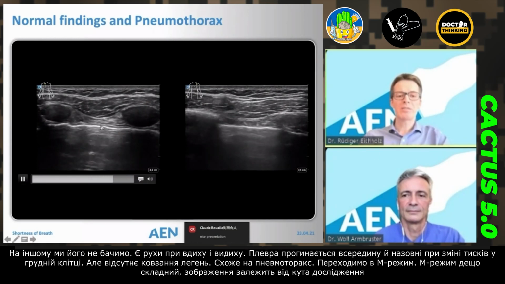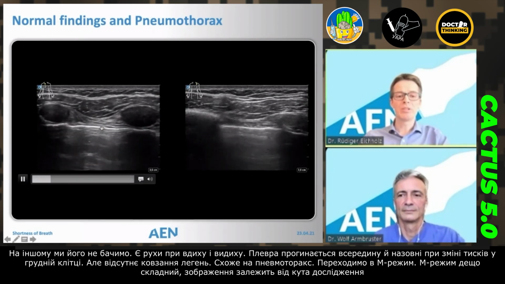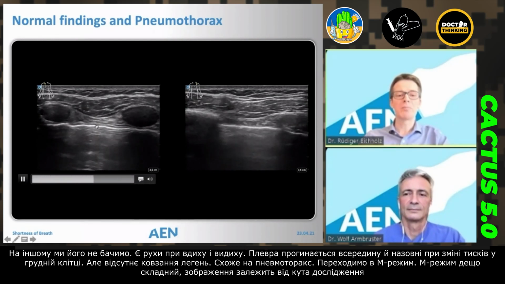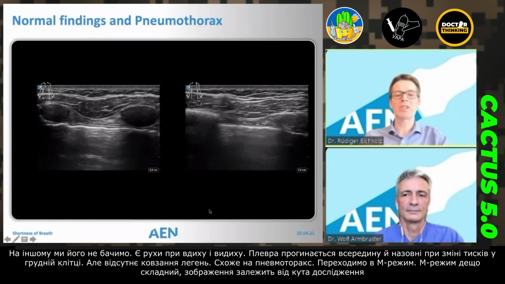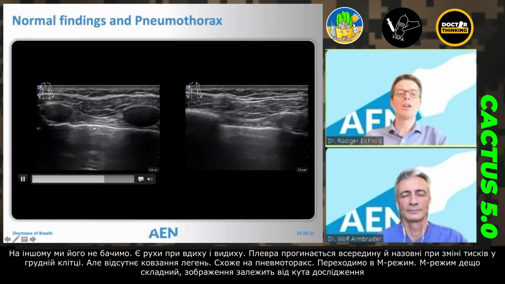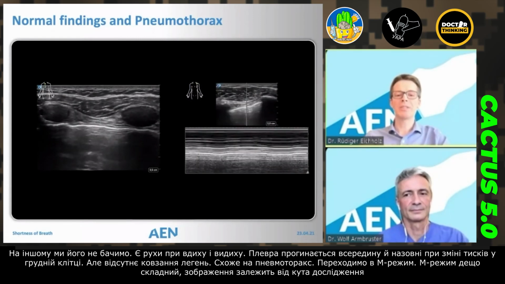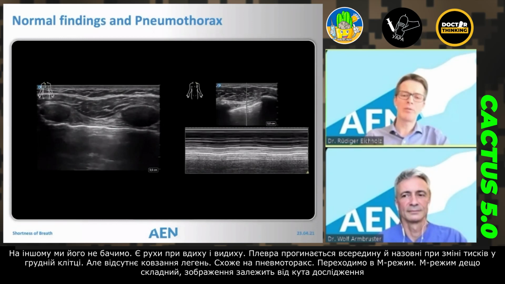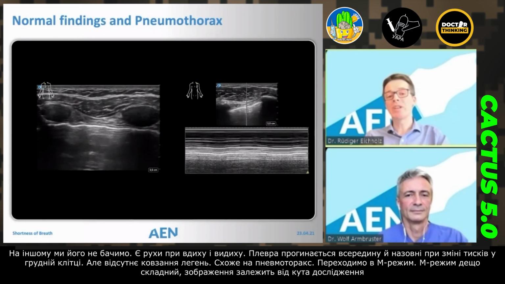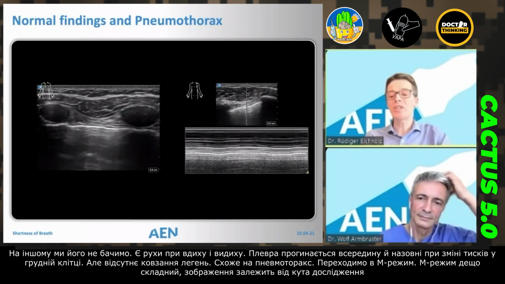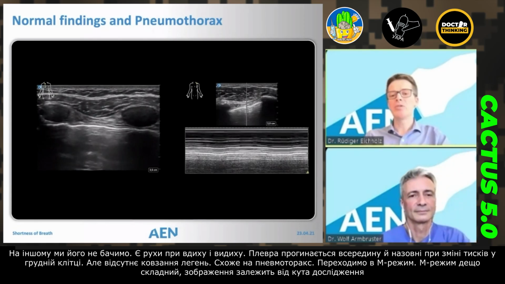We see some motion from inspiration and expiration. So the pleura is kind of being bulged outside and inside by the chest pressure changes, but there is no lung sliding. So it looks like pneumothorax. So we put M mode in, and M mode is a bit of a difficult thing because the quality of the image depends very much on the insonation angle.